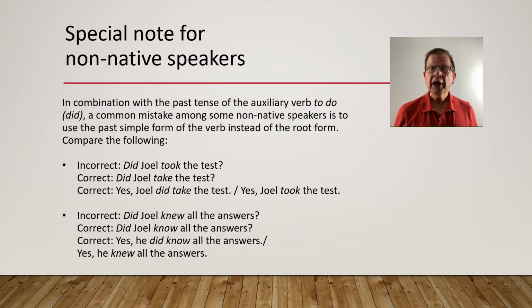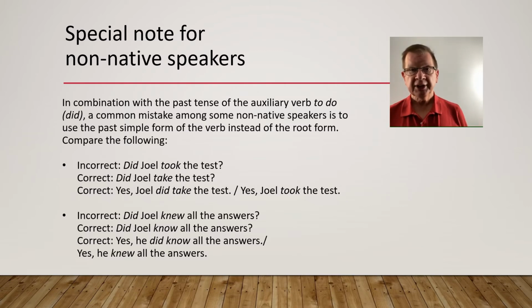Special note for non-native speakers of English. In combination with the past tense of the auxiliary verb to do, did, a common mistake among some non-native speakers is to use the past simple form of the verb instead of the root form. Compare the following. This is incorrect. Did Joel took the test? Correct would be, did Joel take the test? Or you could say, yes, Joel did take the test, or yes, Joel took the test.